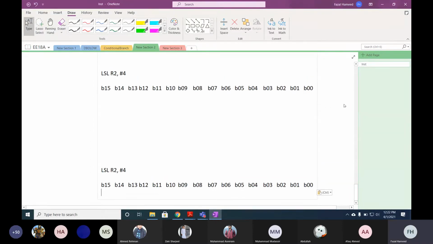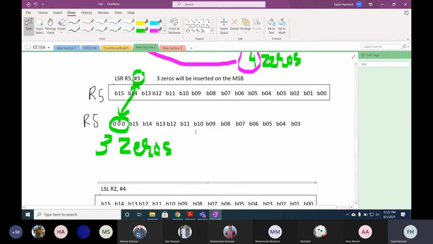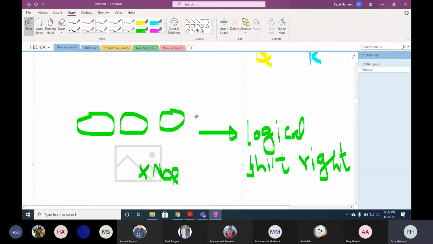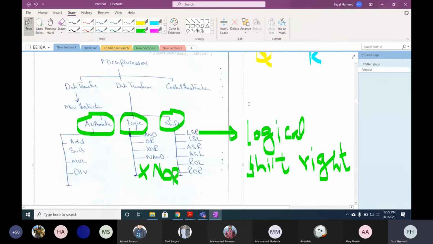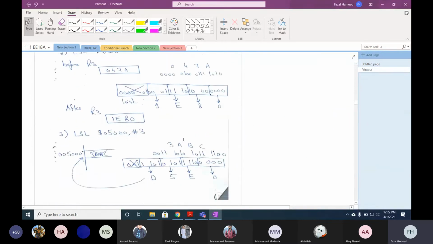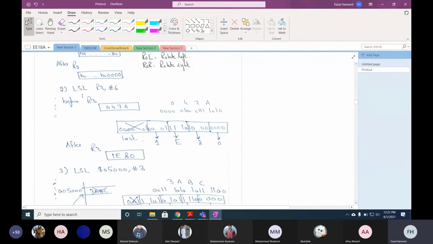So okay, now we do another example. We did two examples, but one was logical shift left, and another was logical shift right. There are also examples in this note. So these are okay.